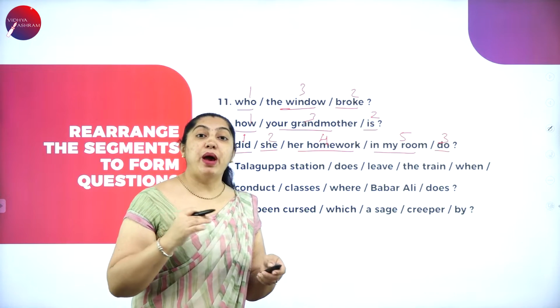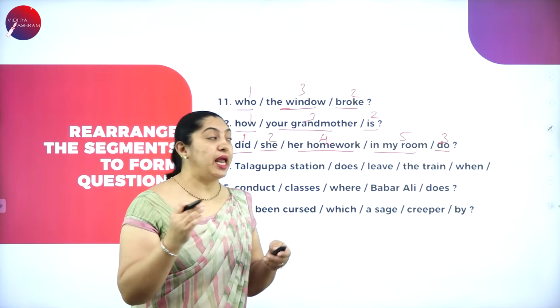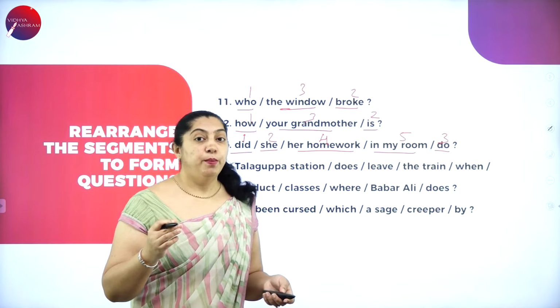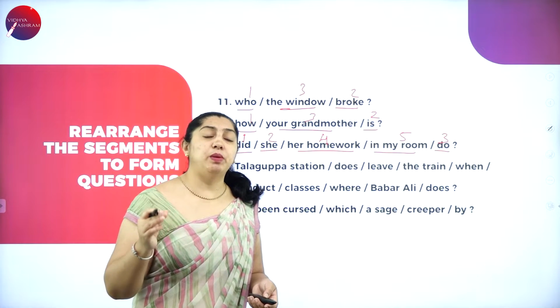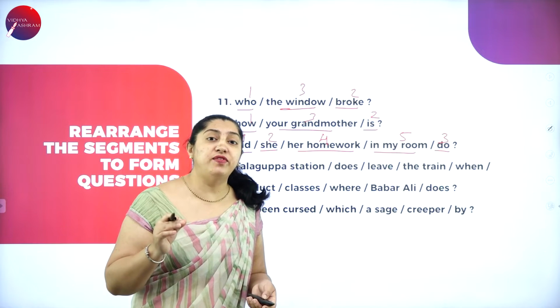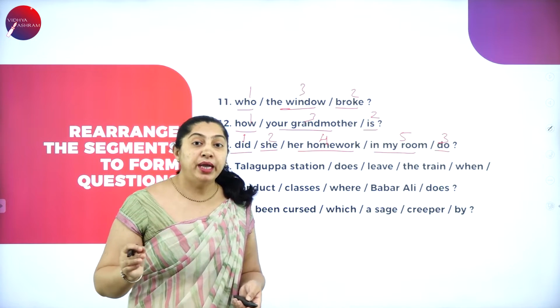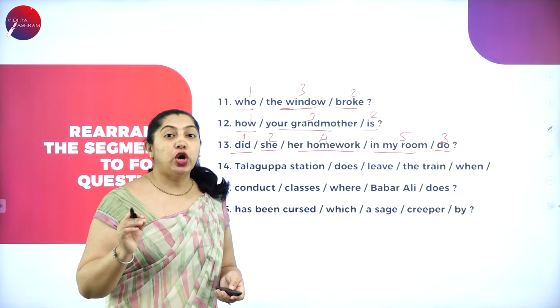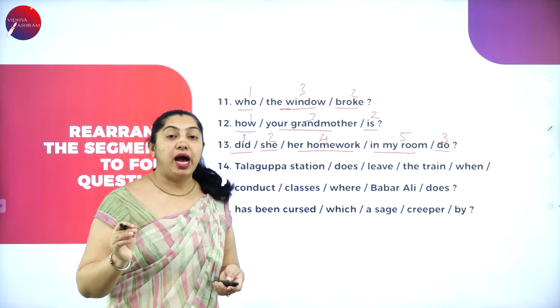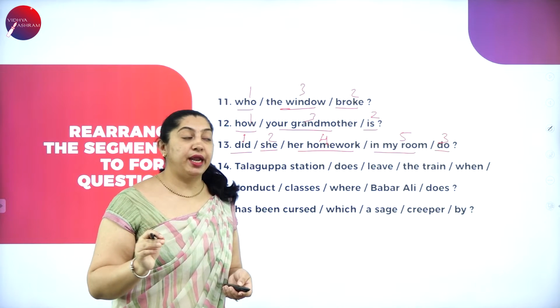You can ask me, ma'am, can we write 1, 2, 3 like how I have written on the board? No, it is not possible, because the board itself says not to write anything on the question paper. But you have to make sure that when you write your answer, the sentence will be correct.